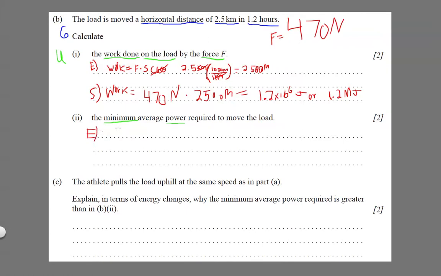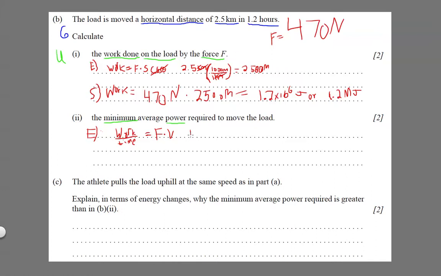Power is equal to the work done per unit of time. It's also equal to the force times the velocity. I'm going to solve this using the work divided by time, and I'm going to let you do the force times velocity. The work done is 1.2 megajoules, but the time they gave it to us in hours, so I have to convert that to seconds.